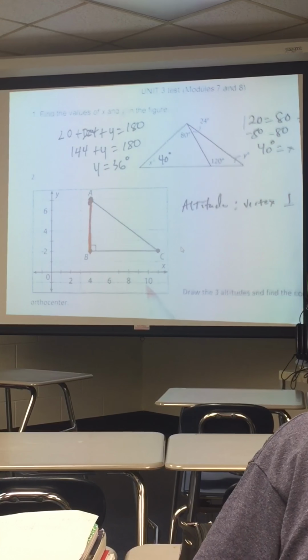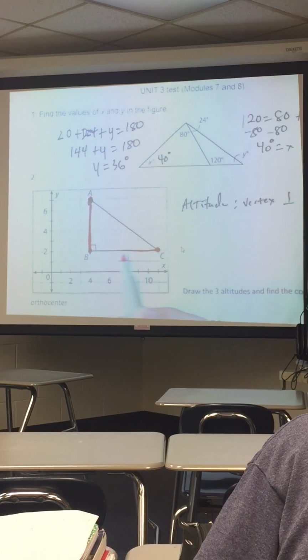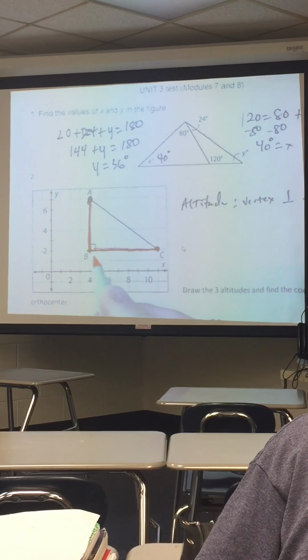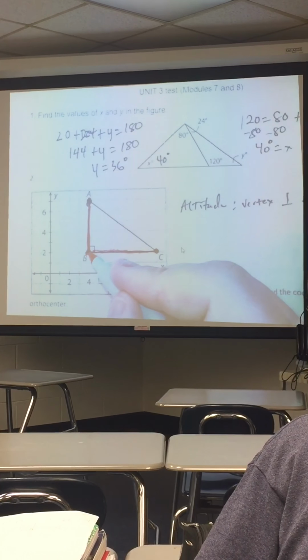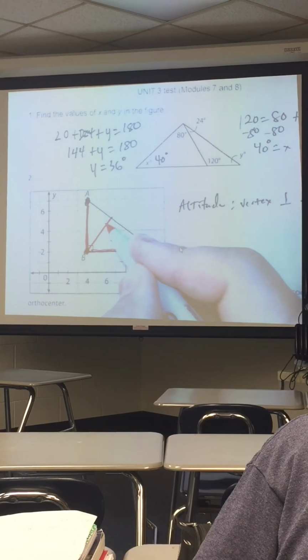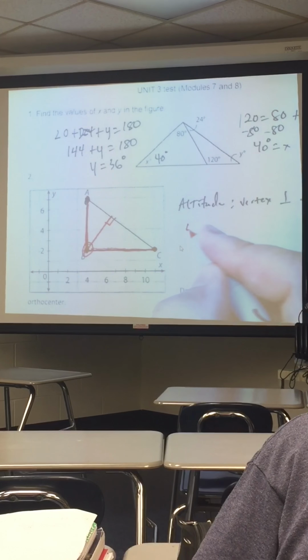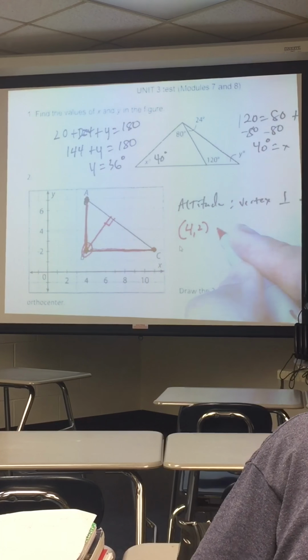If I go from C, that is the altitude. So as soon as two altitudes intersect, that's my point. But it said draw 3, so from this one, it'd be about there. So we're looking at the point of intersection of the altitudes. That is the orthocenter.